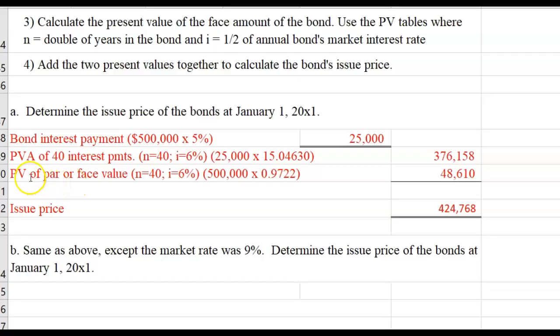Step 3. Find the present value of the par or face value of the bonds, where N equals 40 and I equals 6%. That's $500,000 times the present value factor of 0.09722 equals $48,610. Add those two present values together to calculate the issue price of $424,768. Let's look at the present value table to find that factor.